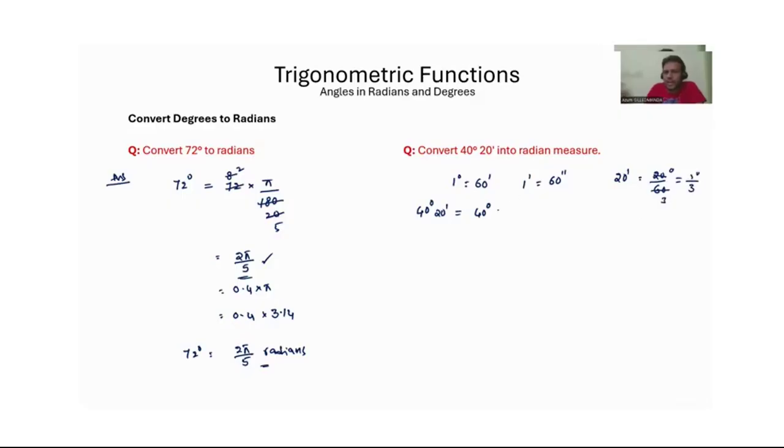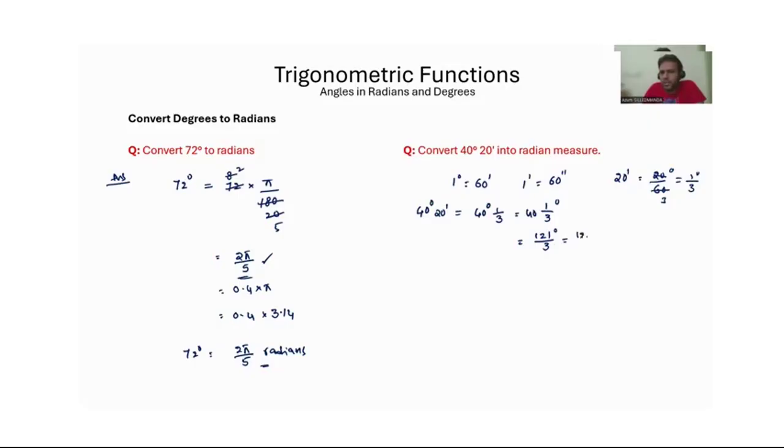So can I write this as 40 and 1 by 3 degrees. If this is a mixed fraction, 40 times 3 is 120 plus 1, so 121 by 3. What I did is I converted the minutes into degrees, then it is a mixed fraction, and then converted it. So now it is 121 degrees by 3.